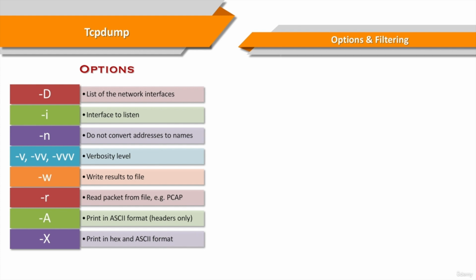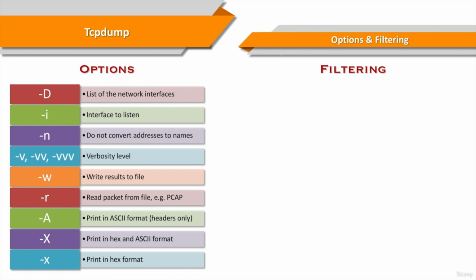-A prints each packet in ASCII, handy for capturing web pages. When parsing and printing, in addition to printing the headers of each packet, -X prints the data of each packet in hex and ASCII. This is very handy for analyzing new protocols. So if you use the -X option, the data of each packet is printed in hex.